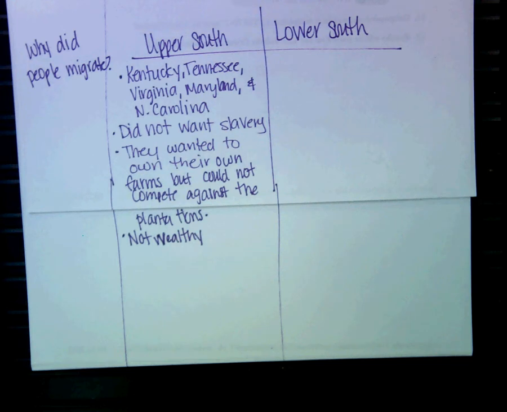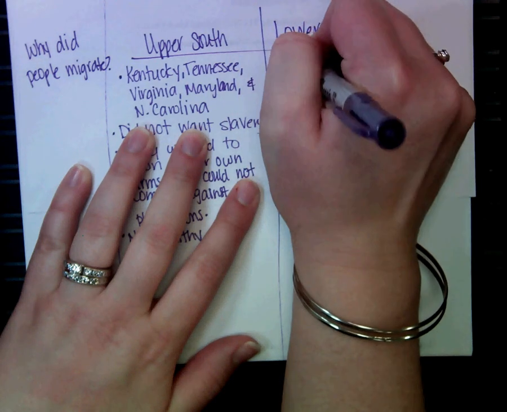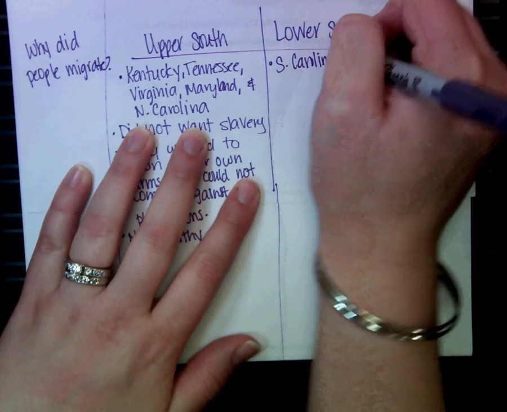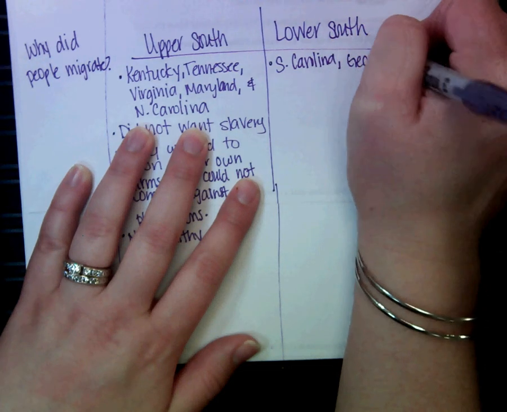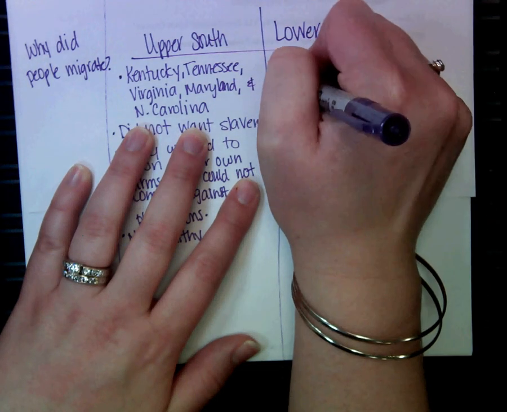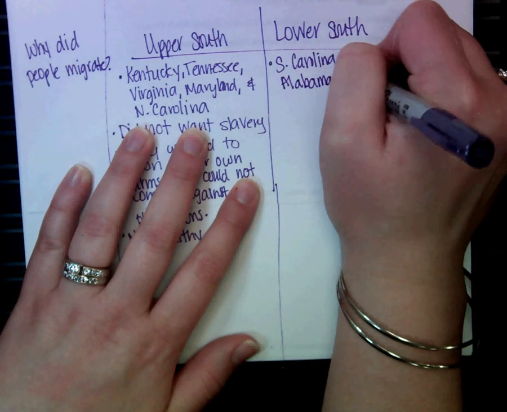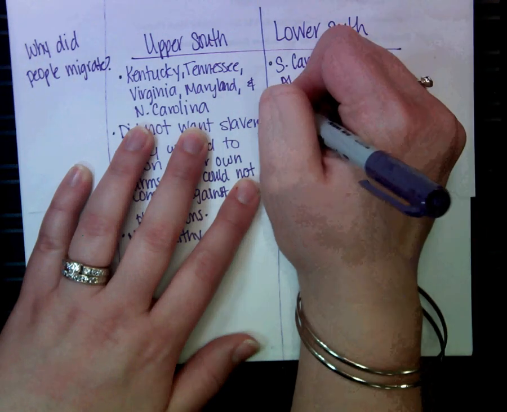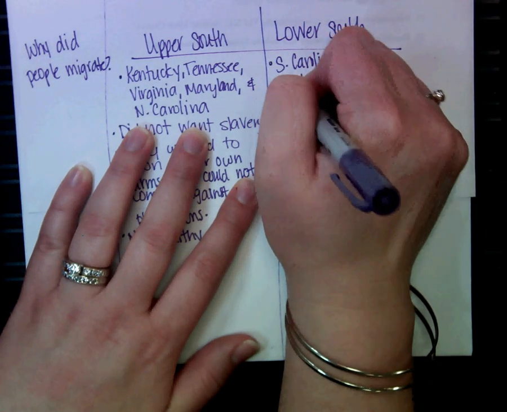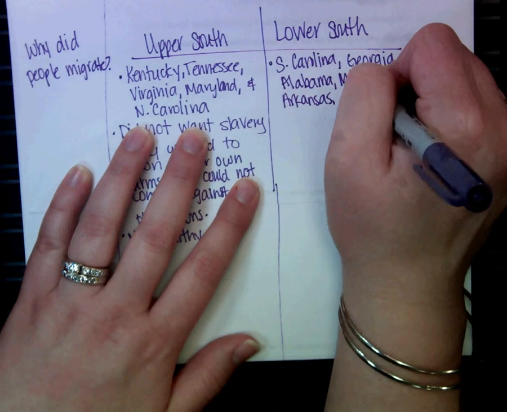Let's look at the lower South, okay? The lower South included people from South Carolina, Georgia, Alabama, Mississippi, Arkansas, and Louisiana.